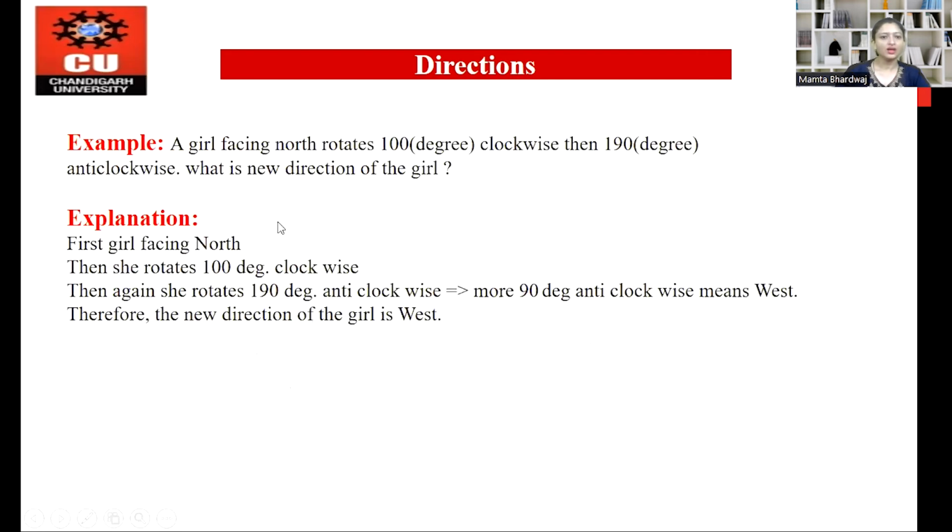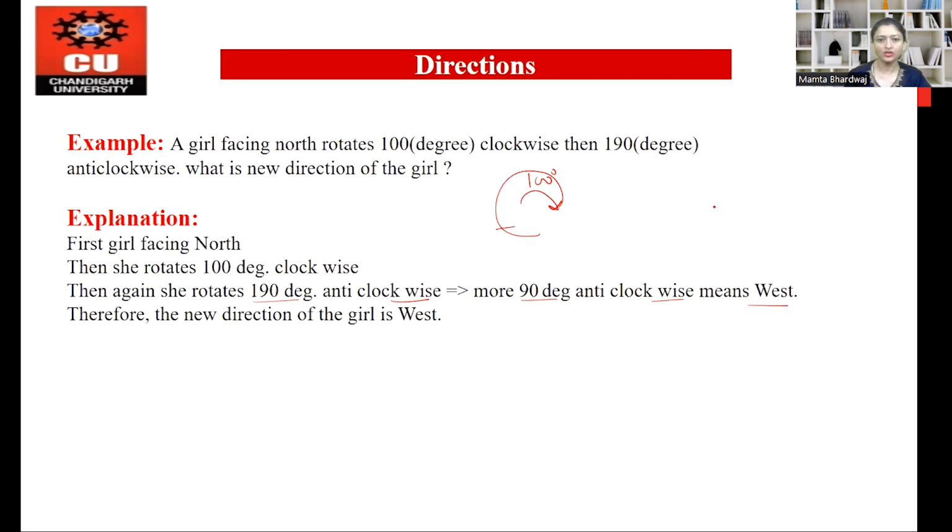Let's do one example. A girl facing north rotates 100 degrees clockwise, then 190 degrees anti-clockwise. What is the new direction of the girl? First, the girl is facing north and rotates 100 degrees clockwise. Then she rotates 190 degrees anti-clockwise, which means 90 degrees more anti-clockwise, which means west direction. So the direction of the girl is now west.